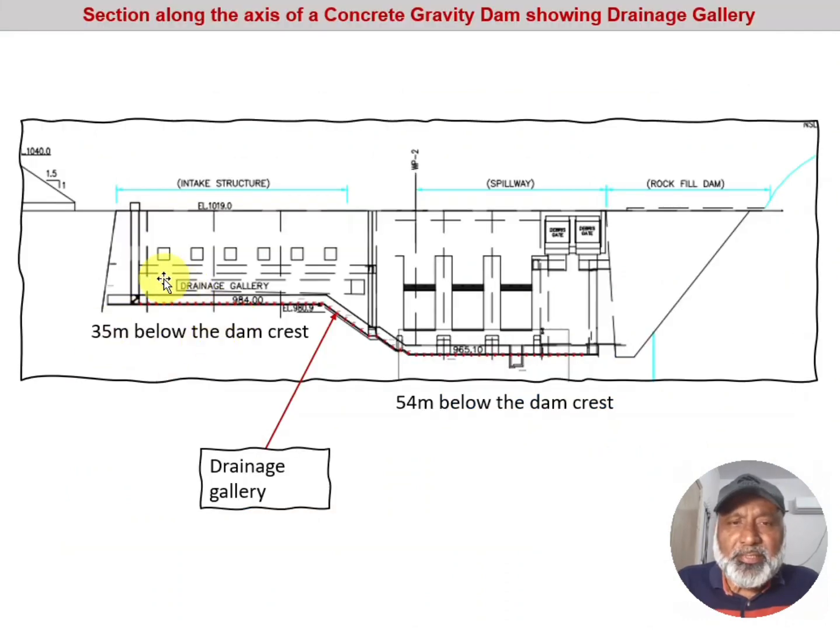Here you can see this is a cross section of a dam. This is the intake structure. These are the intake structure openings. This is the undersluice opening. This is the crest of the dam. This is below the concrete structure of the dam. This is the drainage gallery. So here the top elevation is 1019. Here the elevation is 984. So this is 35 meters below the dam crest. Here this is 54 meters below the dam crest.